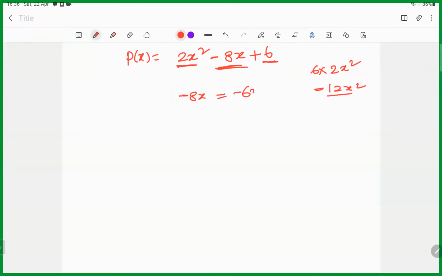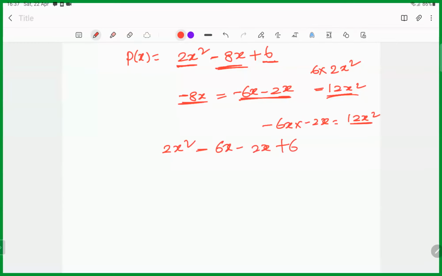So how can you split it? Minus 6x minus 2x. To multiply them, what will happen? Minus 6x into minus 2x is 12x square. Okay. So now 2x square, we split minus 8x into minus 6x minus 2x, plus 6 is same, plus 6. Both are same, no? Just we split the middle term into two terms, but both are same. That 6 is already there, no? Clear?